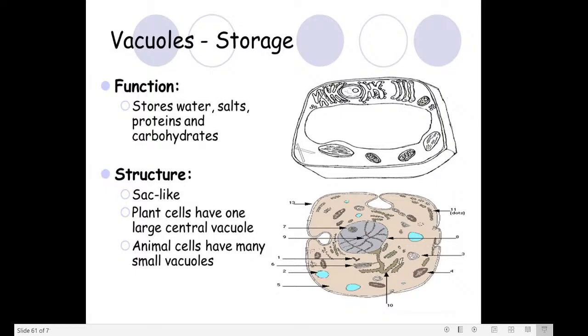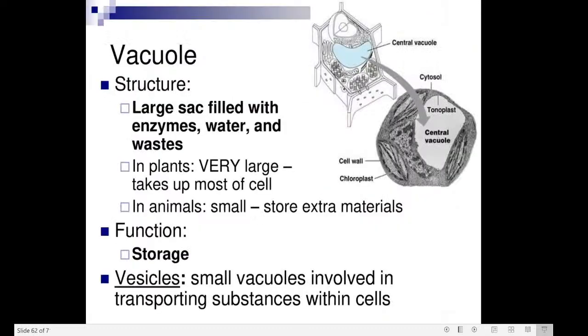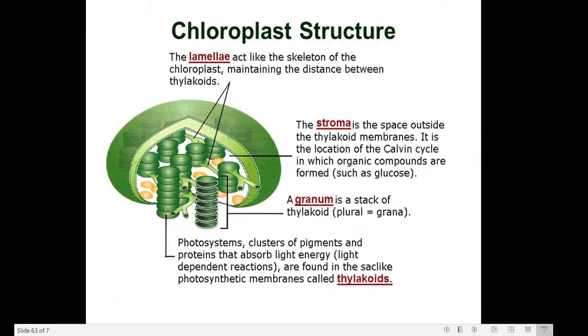Then another thing is the vacuoles. Why is the vacuole present? Vacuoles store water, salt, proteins and carbohydrates inside a cell. It has a sac-like structure. Plant cells have one large central vacuole, but animal cells have many small vacuoles. It is very large in plants and small in animals. It is useful for storage.